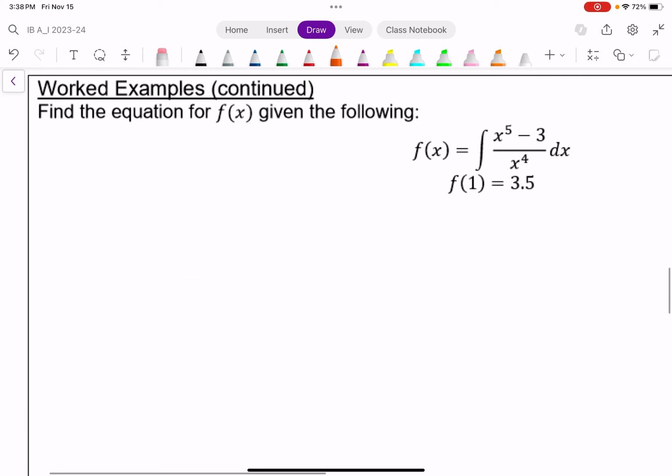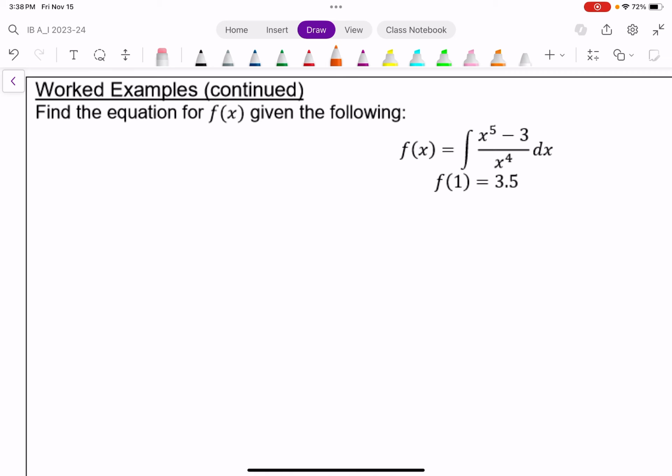All right, so here I want to start thinking backwards. It's a little more abstract of a question, but eventually I want to figure out function f. And what I'm told first is I'm not told what function f is, but I'm told what its indefinite integral is, or essentially I'm told its antiderivative. As well, I'm told when x is 1, f of x equals 3.5.